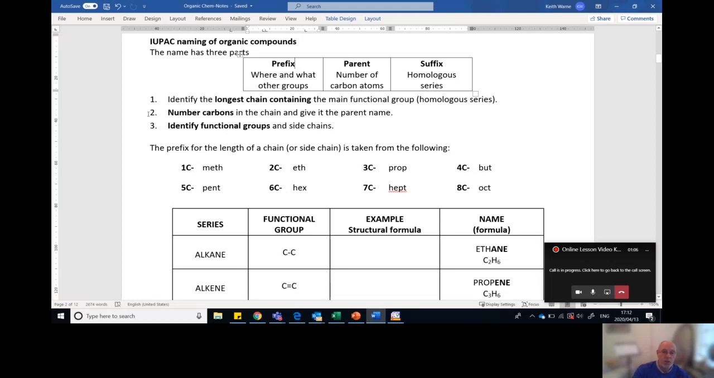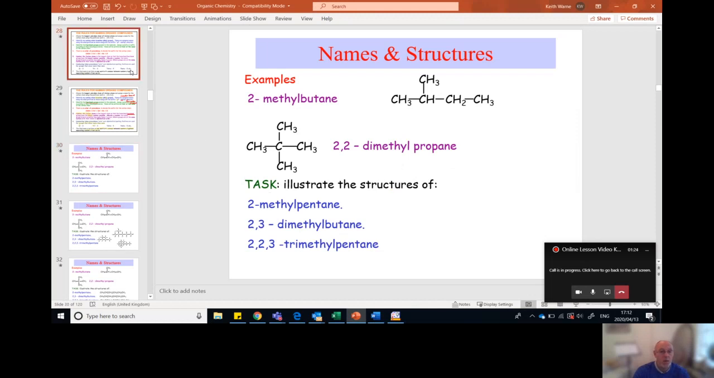There are 3 basic little rules here: identify the longest chain, number the carbons in the chain to give it the parent name, and identify functional groups. I'm going to go through in a bit more detail in the PowerPoint just to apply these and see how they work. So let's jump through to the PowerPoint, and we'll start off with this slide here.